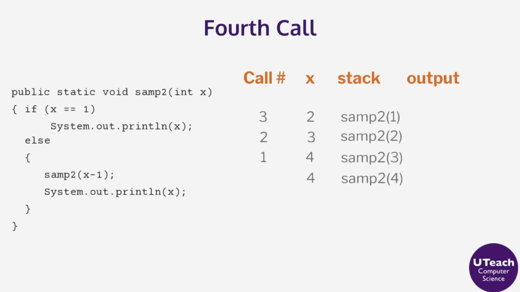For the fourth call, since x is equal to 1, we have now reached the base case and the if statement executes. 1 is displayed as output and there are no more recursive method calls. SAMP2 with 1 as the argument is complete and popped off the stack.